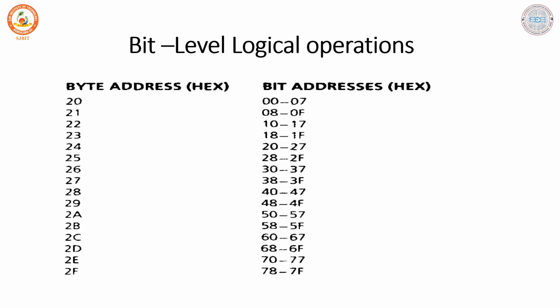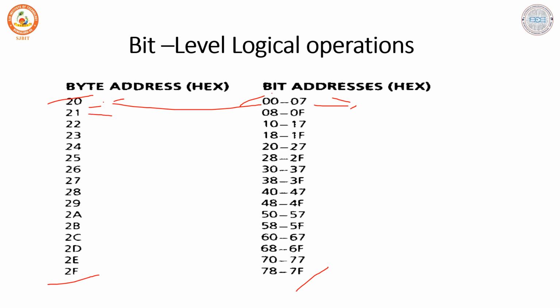When we talk about the memory space, the RAM address space is defined from 20 to 2F. These are the mapped bit registers starting from 00 to 7FH. This table shows the RAM space that can be addressed as bytes or even bits. 20 is a byte address, and 00 to 07 are the bit addresses of that particular byte location. That means the 8 bits of the byte address are mapped to the bit addresses 00 to 07.